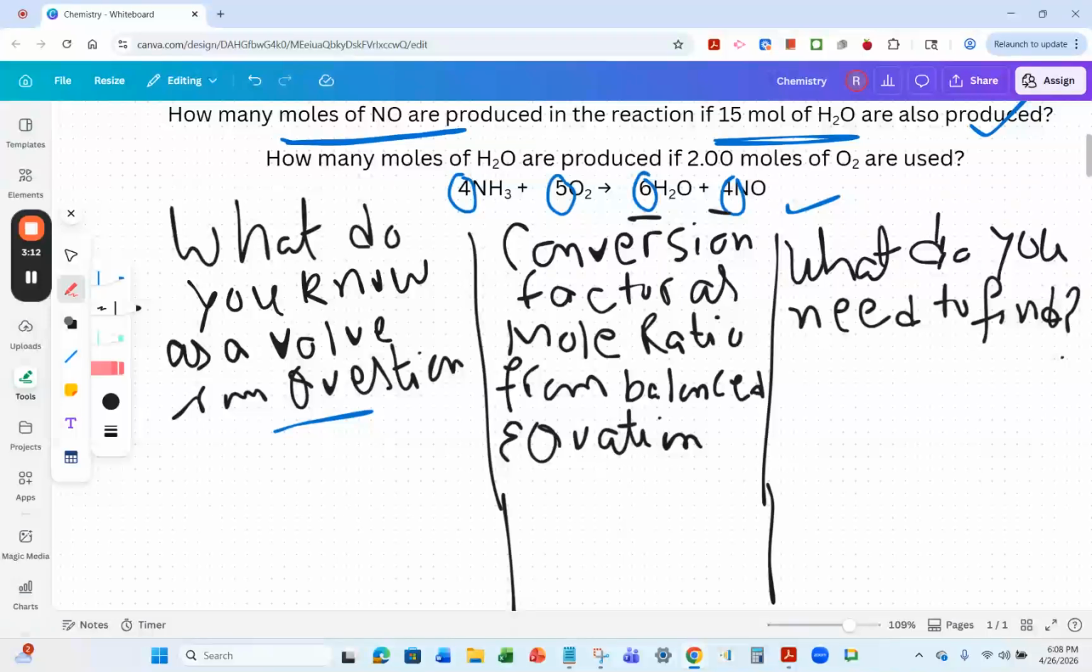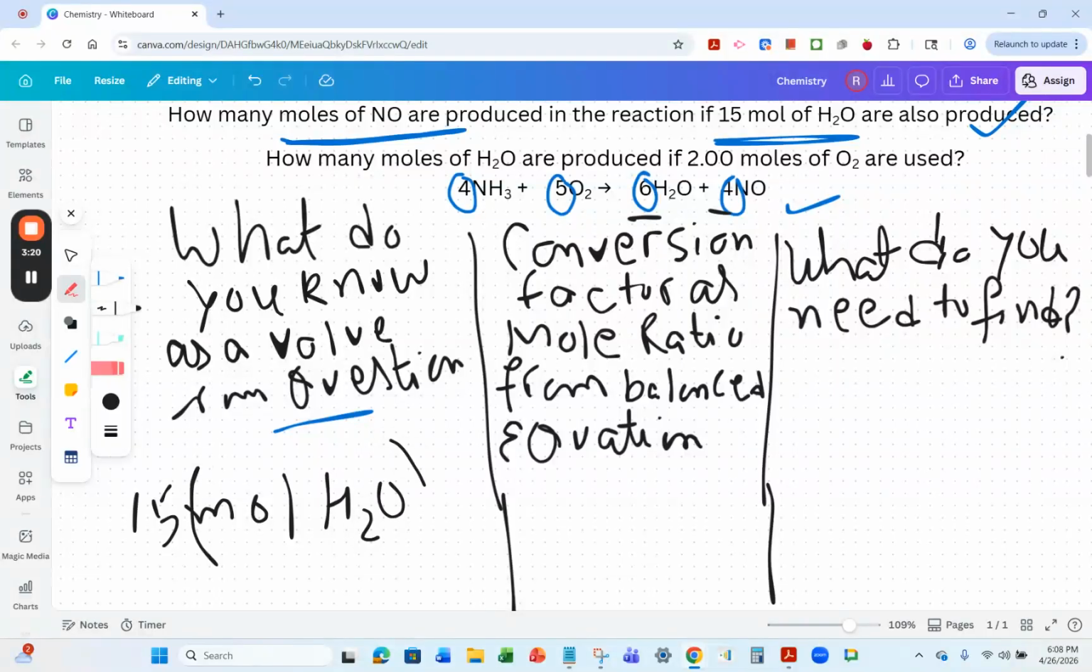In the first column, I have 15 moles of water. Make sure you write the formula along with moles, moles of water. Then it's very easy to do these calculations. If we just write the number, then we forget what our conversion factor should be. My question said I need to find moles of nitric oxide. So I don't need nitric oxide in the starting value, I need water.